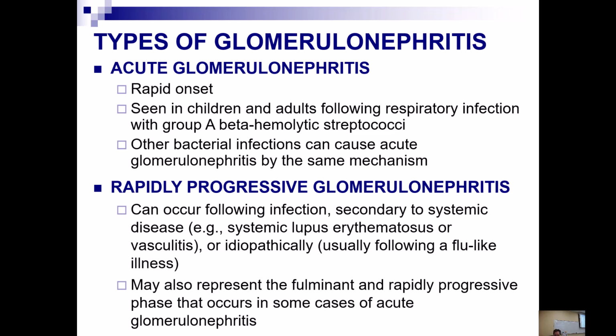The second one we're looking at is rapidly progressive glomerulonephritis. So this can occur also following an infection, but oftentimes it's secondary to other systemic diseases like lupus or vasculitis, or idiopathically, following a flu-like illness. Meaning you get sick, we really don't know what caused it, you end up with a flu-like illness, and now it's going to lead to a rapidly progressive glomerulonephritis. Sometimes it may represent the fulminant and rapidly progressive phase that occurs in some cases of acute. And what fulminant means is kind of like end stage, big disease. When you see fulminant, it's kind of like, whoa, everything's big, everything's problematic now.